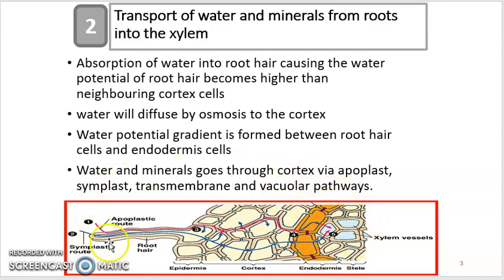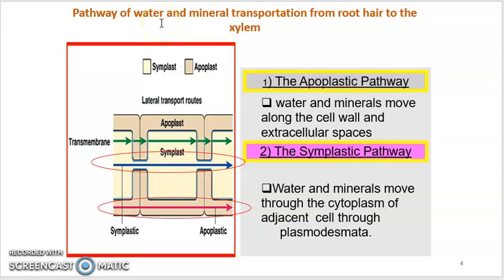Based on the structure, yang ni awak mesti kena tahulah. Yang mana satu adalah root hair, and then this is epidermis, this is cortex, and then endodermis and also stele. So now kita tengok the pathway of water and mineral transportation from root hair to the xylem. Firstly, what is apoplastic pathway? Apoplast pathway is water and mineral move along the cell wall and extracellular space. Maksudnya dekat sini, for apoplast pathway, the water will move along the cell wall and also the extracellular space.